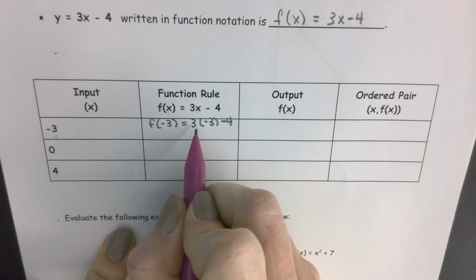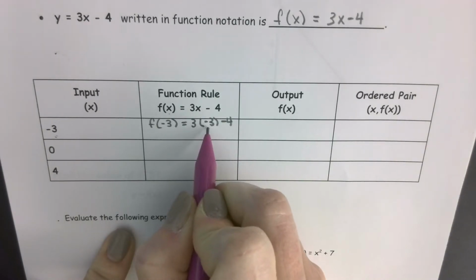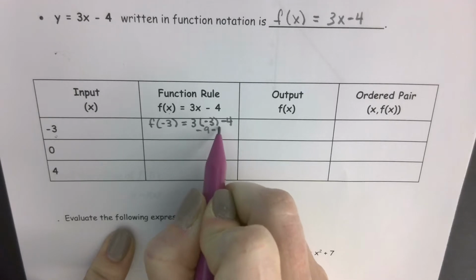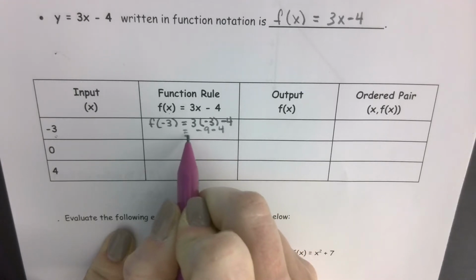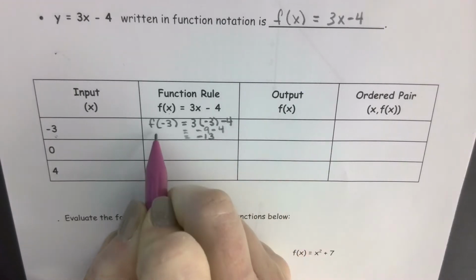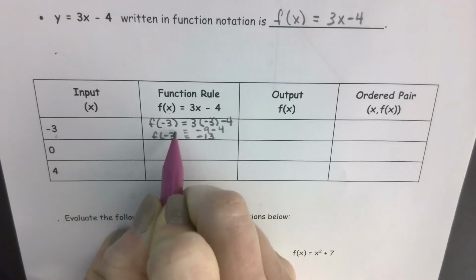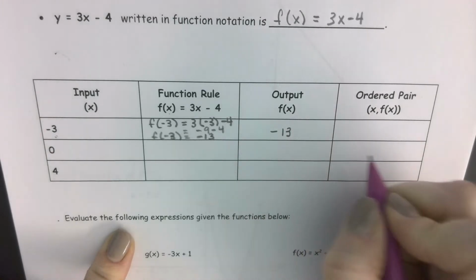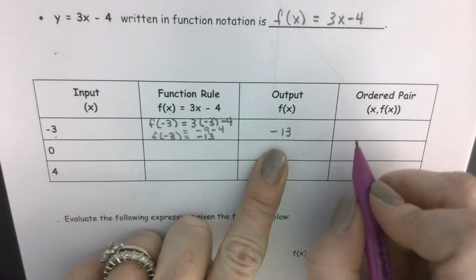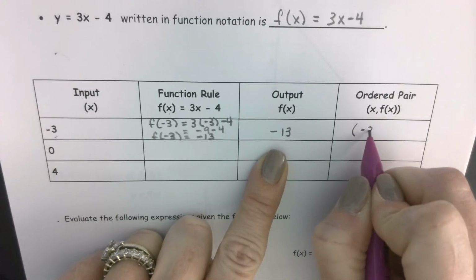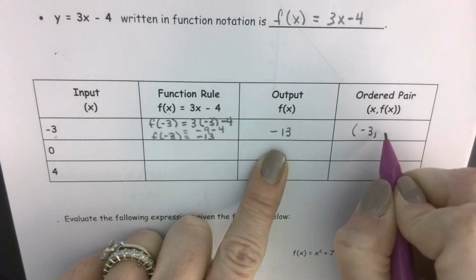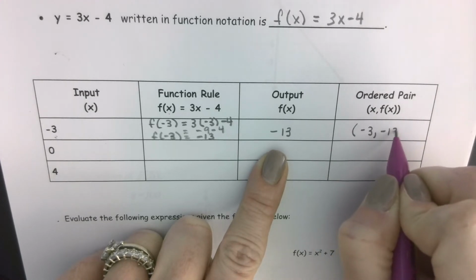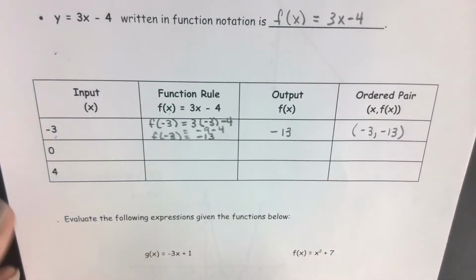Now we're just going to evaluate. 3 times negative 3 is negative 9. Negative 9 minus 4 is negative 13. So f of negative 3 is equal to negative 13. That's our output, or f of x is equal to negative 13. And as an ordered pair, we would write this as negative 3, comma, negative 13.